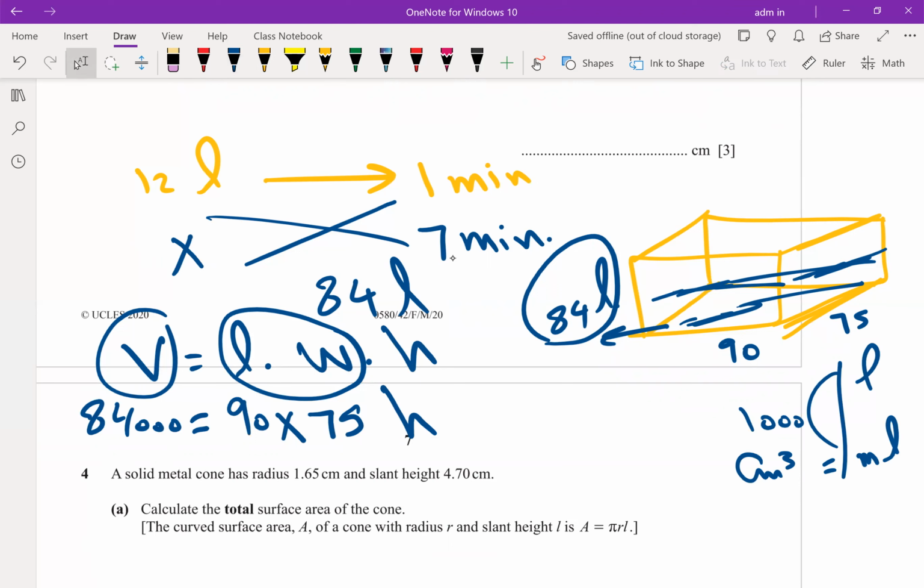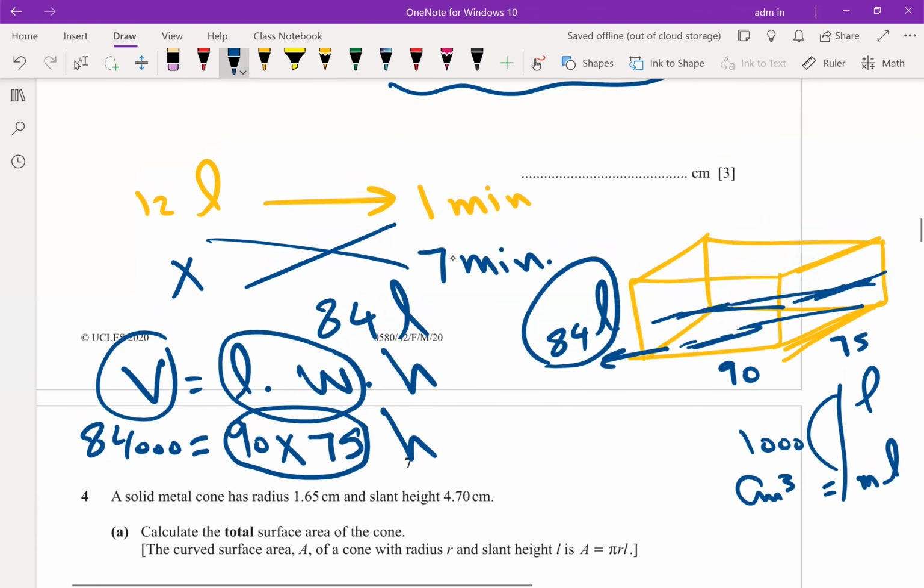84000 divided by the product of 90 and 75. What is the height? 12.4. Anyone get the same answer?